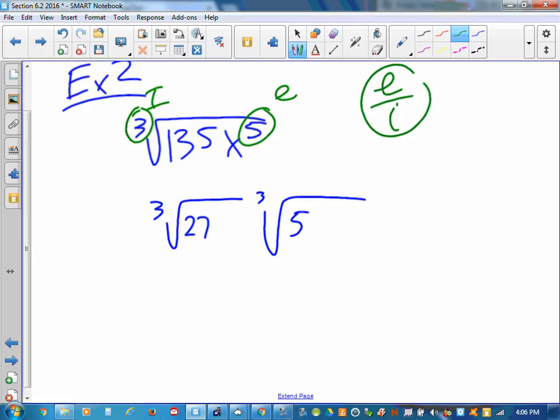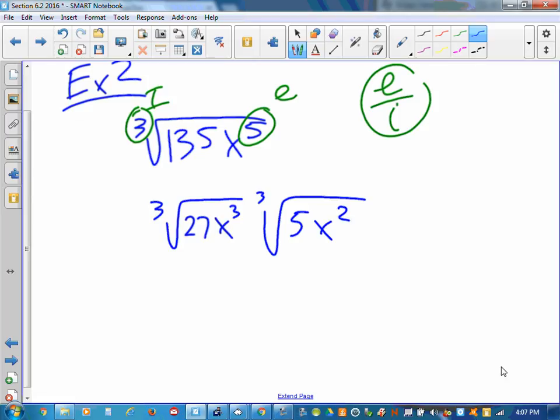So does 3 divide into 5? No, it doesn't divide in evenly. So you drop the power down. Does 3 divide into 4? No. Drop the power down again. Does 3 divide into 3? Yes. So I break out 3 of them. So I do x to the third and x to how many times I dropped it. And I dropped it twice, right?